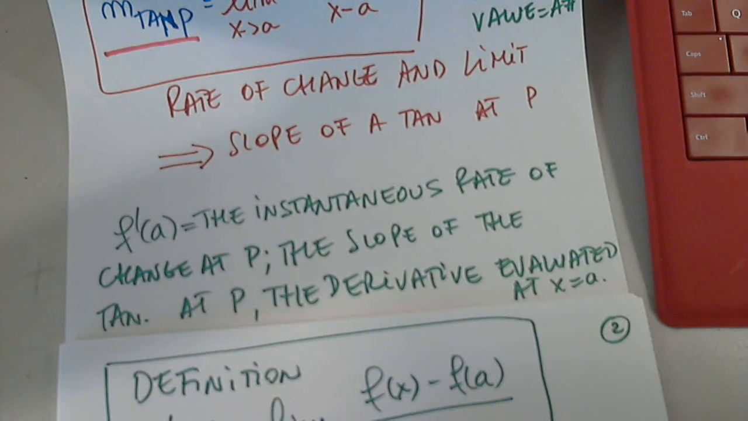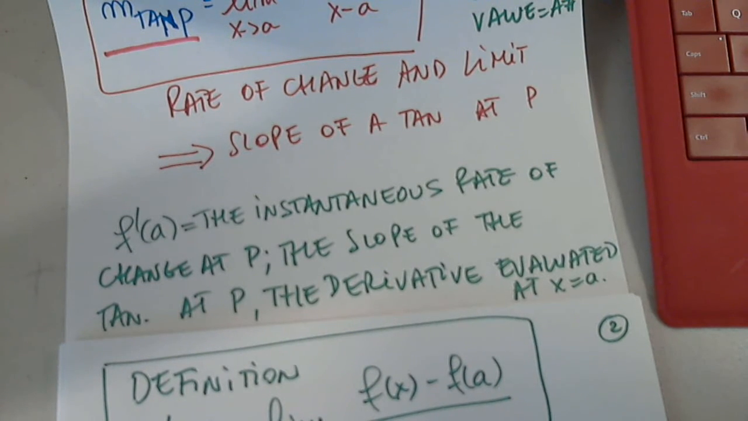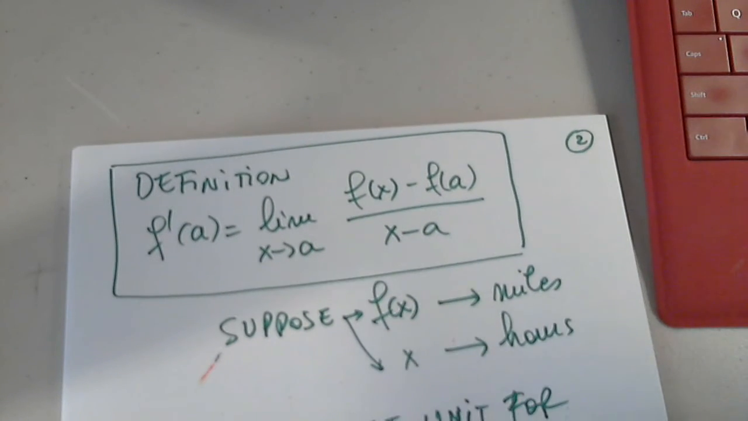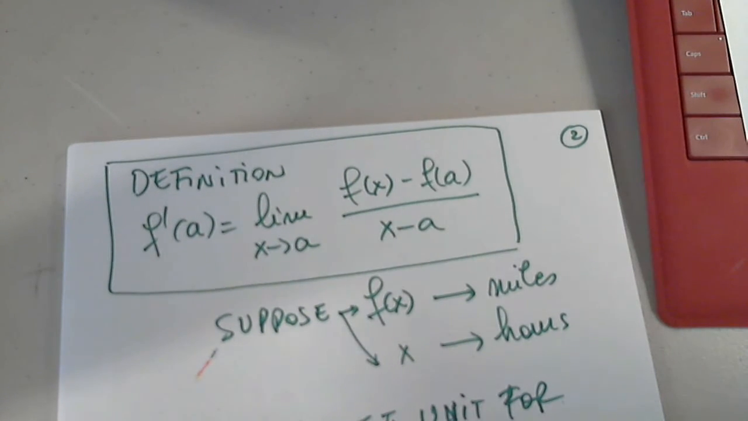Let's suppose f of x is measured in miles. Let's also suppose that x is measured in hours. What is the measurement unit for f prime of a? What would be the measurement unit for f prime of a? Miles per hour. Thank you very much.